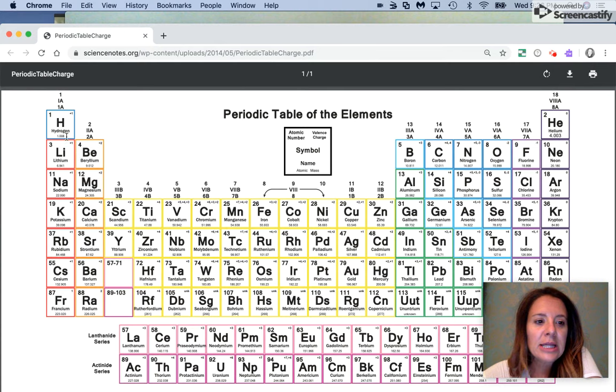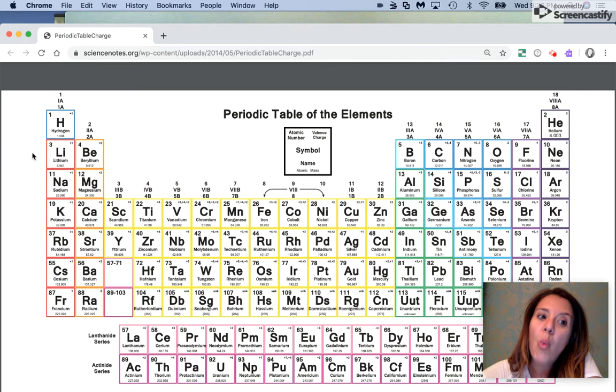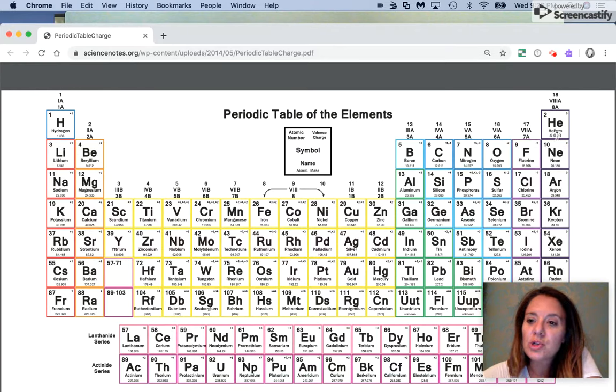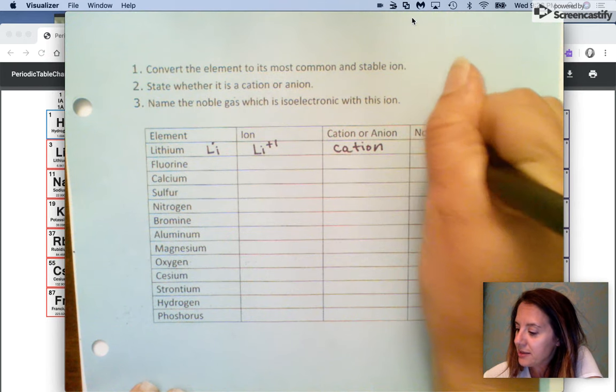Now I take a look. Lithium is element number 3 on the periodic table. If it gives up one electron, I move back one space, and that brings me to element number 2. There we have it. There's helium. So when lithium has a +1 charge, it is isoelectronic with helium. So then in this column, I will put down helium.